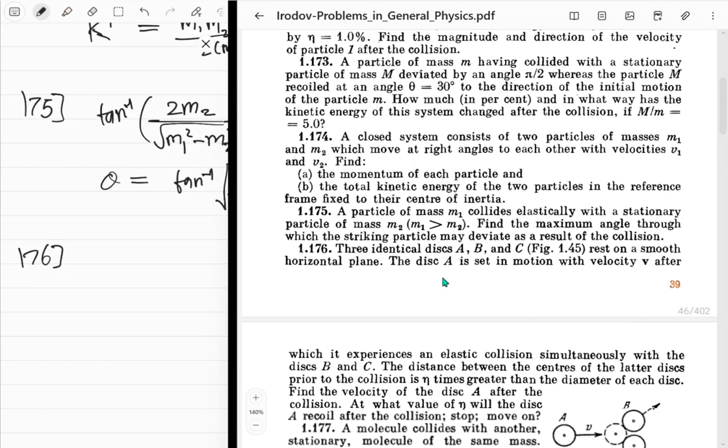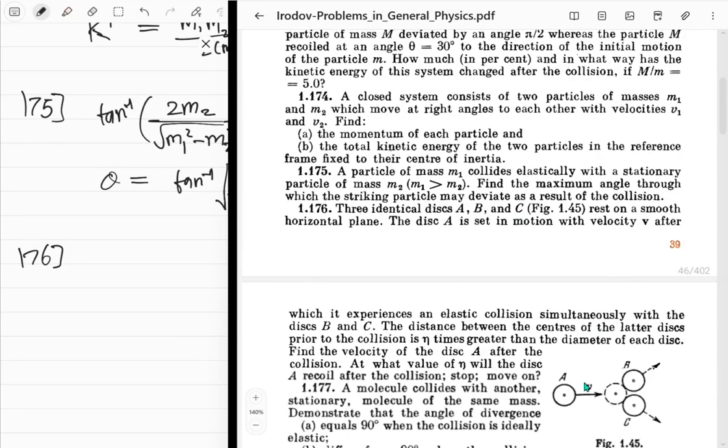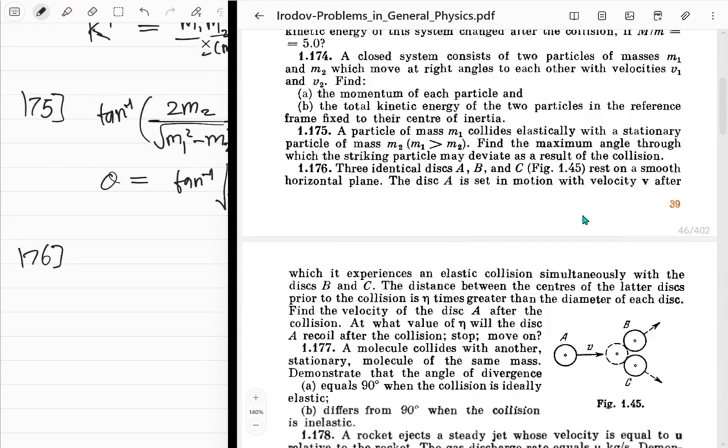3 identical discs A, B, C, figure 1.45. This looks weird. Rest on a smooth horizontal plane. The disc A is set in motion with velocity v, after which it experiences an elastic collision simultaneously with the discs B and C. Distance between the centers of the latter discs. So elastic collision. Okay, whatever. Smooth horizontal plane.